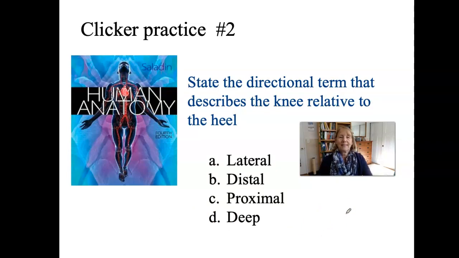Another clicker. This is a yet older edition, the 4th edition. State the directional term that describes the knee relative to the heel. Take a minute to do that. And the answer is proximal. So the knee is proximal to the heel because it's closer to the attachment of the leg, to where the leg attaches. The knee is closer to that than the heel is. So it is proximal.